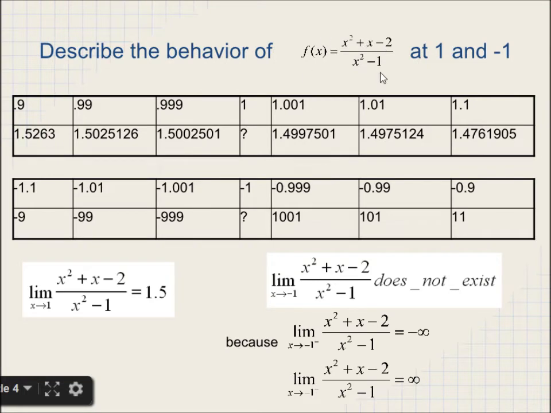Now let's see the behavior of the function (x² + x - 2)/(x² - 1) at 1 and -1. We take values close to each point on both sides, the left-hand side and the right-hand side, calculate the function's value for those values of x, and make the table for both 1 and -1.